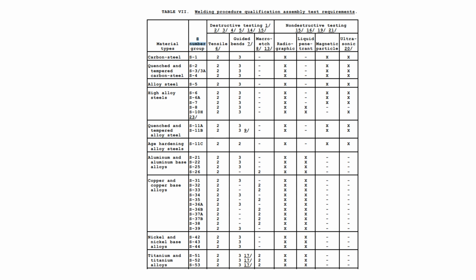So S1 is carbon steel, and then you get to the S21s, aluminums, S30s are the coppers, nickels are 42, 43, 44, titanium and titanium alloys are 51, 52, 53. So you can see that there's some overlap, but there's some differentiation. So if you see a P number, an S number, or M number, they're just material grouping numbers.